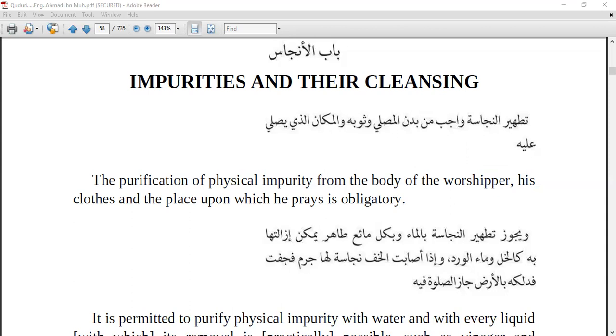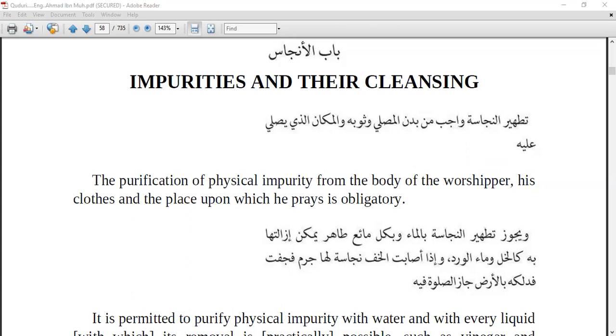So purification of physical impurity is necessary from the body of the musalli and the clothes of the musalli. It's mentioned in the Quran, وَثِيَابَكَ فَطَهِّرْ, that as for your clothes, then purify them. And also the instruction of the Prophet ﷺ to Aisha رضي الله عنها, حُتِّيهِ ثُمَّ اقْرُصِيهِ ثُمَّ اغْسِلِيهِ بِالْمَاءِ, that if you see semen on the clothes, scratch it off, rub it, and then wash it with water. وَلَا يَضُرُّكِ أَثَرُهُ, and if you see any effects afterwards, that's not going to harm you.